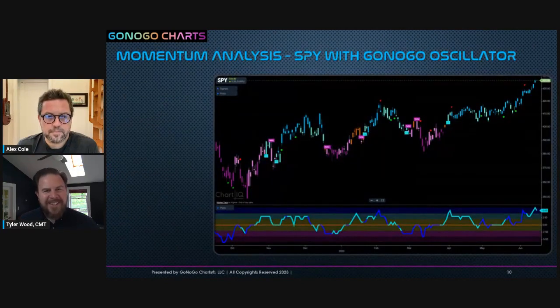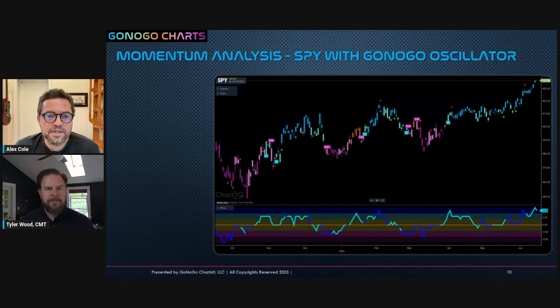So Alex, let's talk about the solution here with the GoNoGo oscillator in that lower panel. So this is the end result. Like you said, we couldn't be more appreciative of what's come before us in terms of people that have created these tools and shown us how to use them. But we want to get the valuable insights from those indicators, but distill them into something that is still easy for us to read and interpret on our charts.